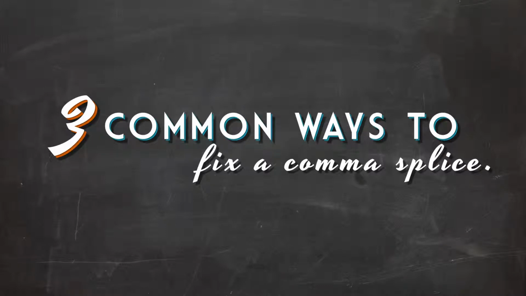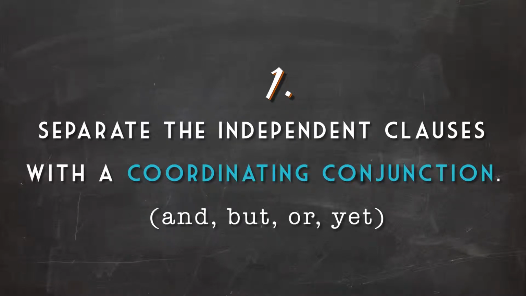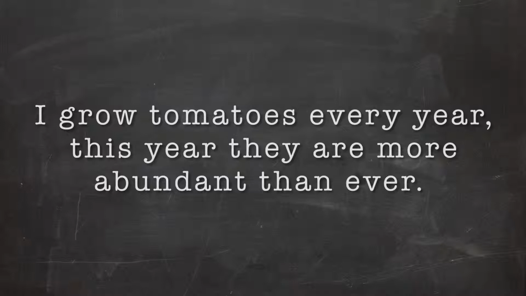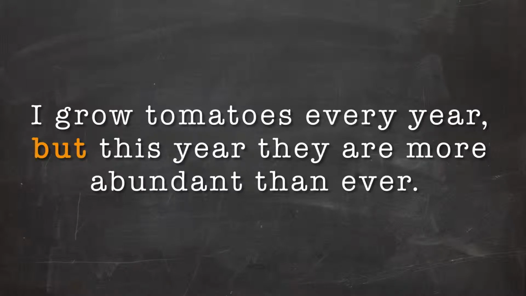There are three common ways to fix a comma splice. For each way, I'll show you an example of a comma splice and a correction for it. Note, however, that there is usually more than one correct way to fix a comma splice. The first way is to separate the independent clauses with a coordinating conjunction, like and, but, or yet. I grow tomatoes every year, this year, they are more abundant than ever. Now notice how in the second example, I've added but to correct the comma splice. I grow tomatoes every year, but this year, they are more abundant than ever.